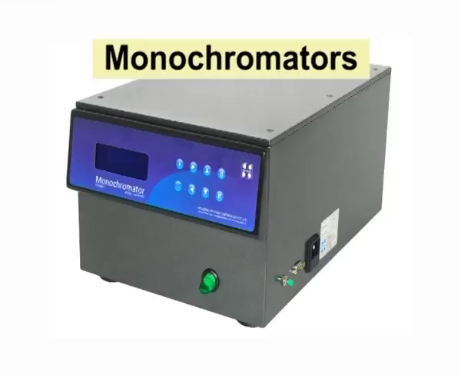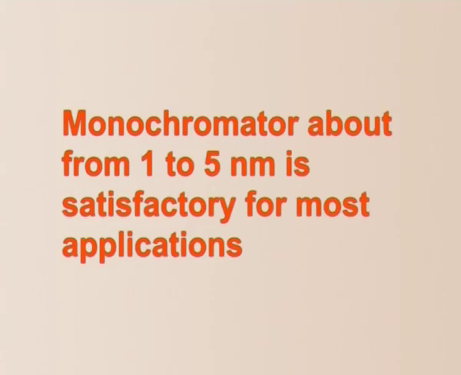Photometers make use of filters, which function by absorbing a larger portion of the spectrum while transmitting relatively limited wavelength regions. Monochromators permit the continuous variation and selection of wavelength. The effective bandwidth of a monochromator, about 1 to 5 nanometers, is satisfactory for most applications.